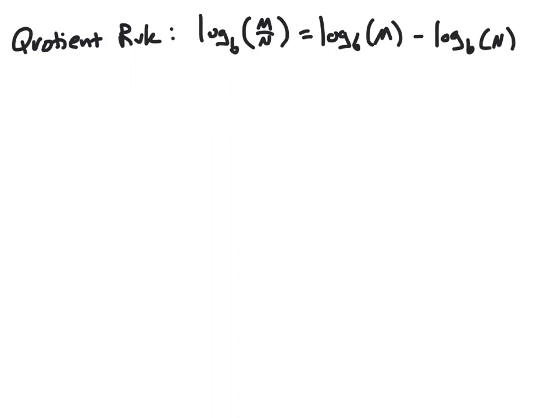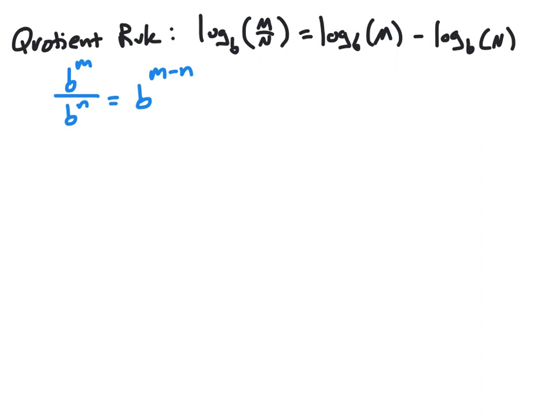The second property that we're going to look at here is called the quotient rule. And it's called that because we're looking at rewriting log base b of a quotient m divided by n. The quotient rule says that that expression is equal to the log base b of m minus the log base b of n. This is analogous to the exponential quotient rule, which says that b to the m power divided by b to the n power is equal to b to the m minus n power.